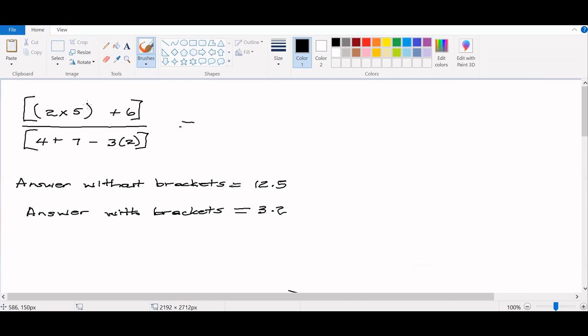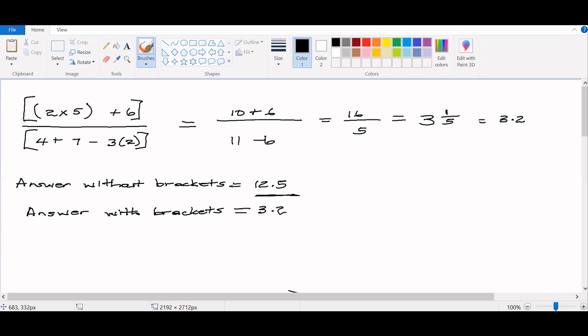Because if I do it, 5 twos are 10 plus 6 divided by 4 plus 7 is 11. 3 twos are 6. So 10 plus 6 is 16. 11 minus 6 is 5, right? And that is, 5 threes are 15, remainder 1 out of 5. And we know that is 3.2. So the correct answer to this is 3.2. So why did we get this 12.5?